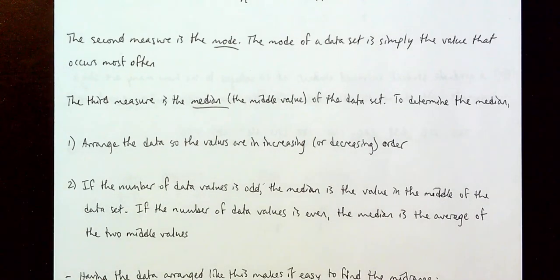Once you have all of your data values in increasing or decreasing order, you then look at the number of values that you have. If the number of data values is odd, then the median is the value that's going to be in the middle of your set.